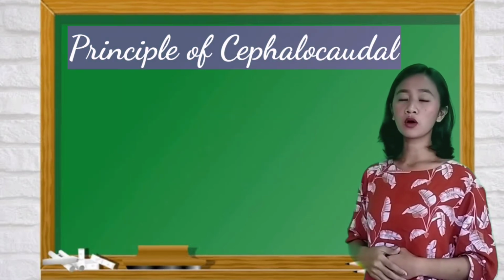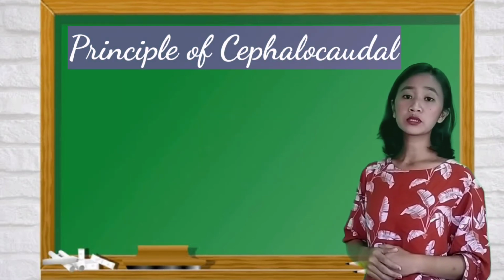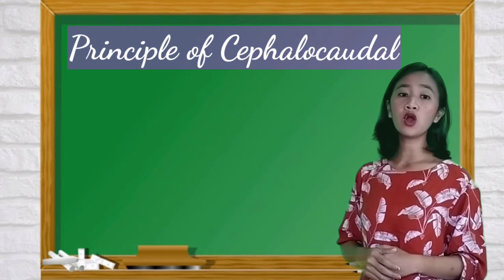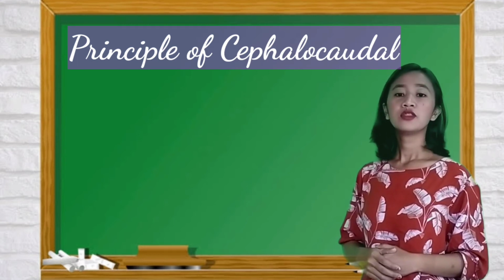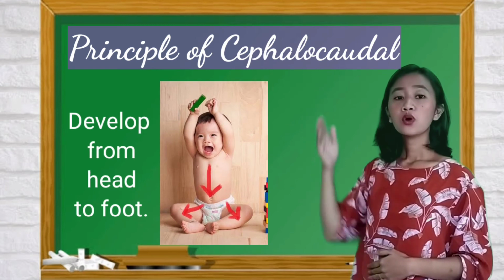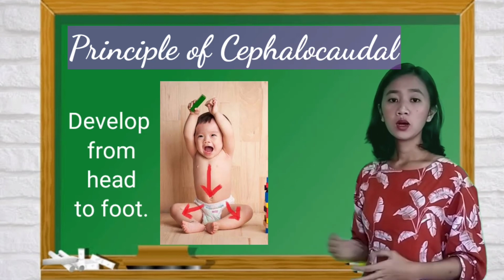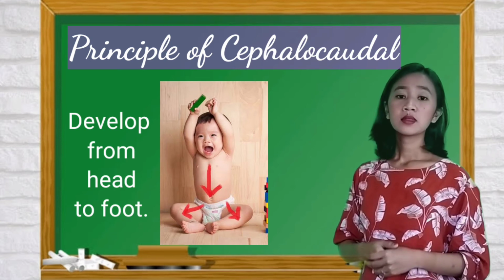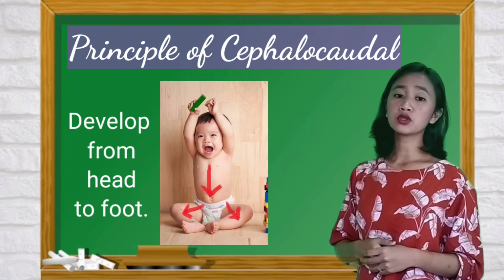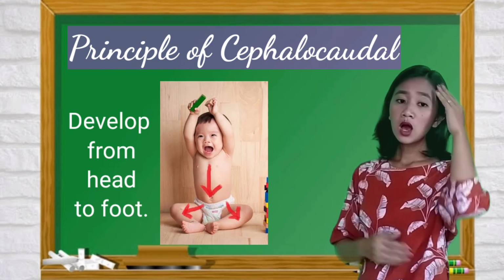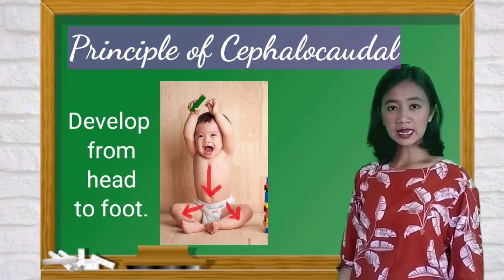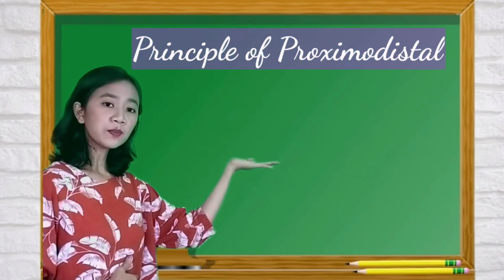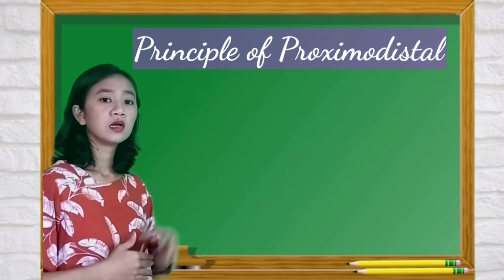Principle of cephalocaudal. Development proceeds in the direction of the longitudinal axis, from head to foot or toe. That is why, before being able to stand, the child first gains control over his head, arms, and then his legs.